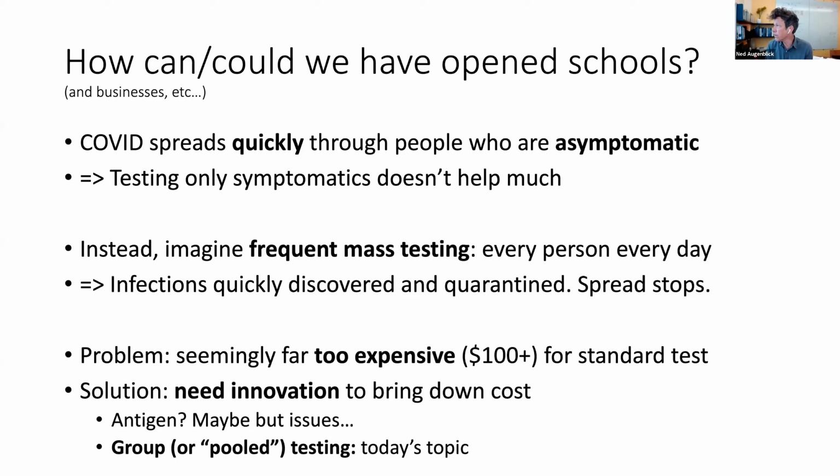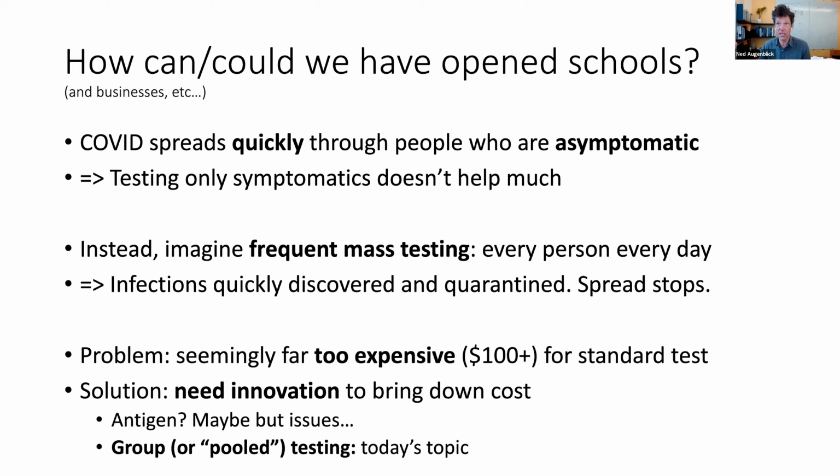Okay, well, what if we could instead do something like frequent mass testing? At a simple level, you can think about every person every single day. More generally, as we'll see, how it actually gets implemented is more like every person every week, or every person twice a week. And so the idea then is that you're not just testing symptomatic people, but asymptomatic people. So you're testing everyone.